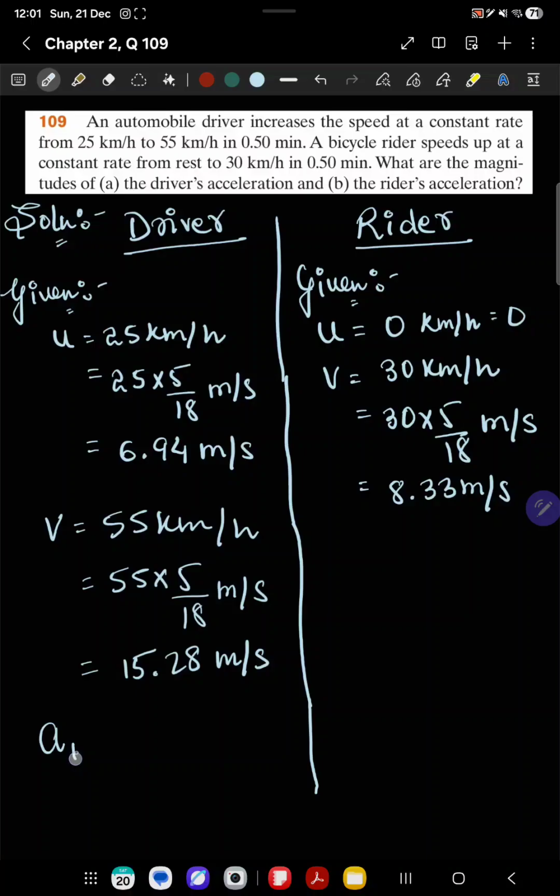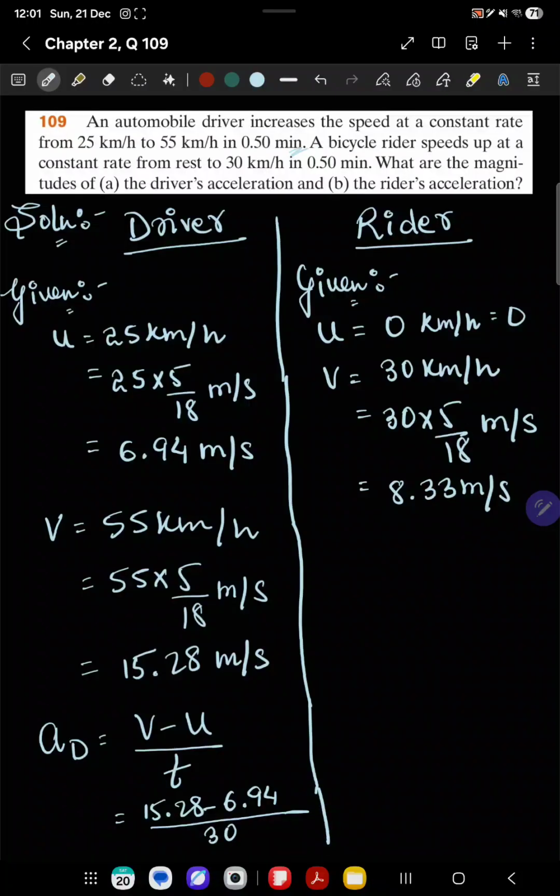Now acceleration for the driver, if we have to find out, we know it's nothing but v minus u by t. Here in this question it has been given that the time taken for the automobile driver is 0.50 minute, right? If we convert it into seconds, half of a minute is basically 30 seconds, so we'll mention 30 seconds here. So if we write v minus u by t, it's 15.28 minus 6.94 by 30, right?